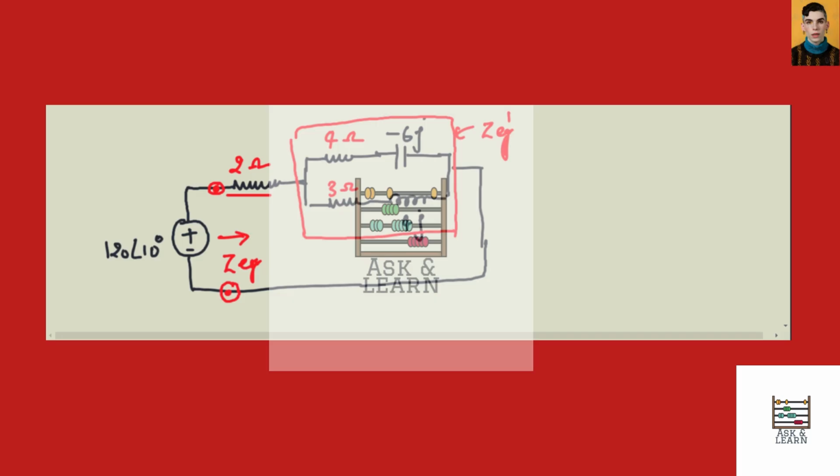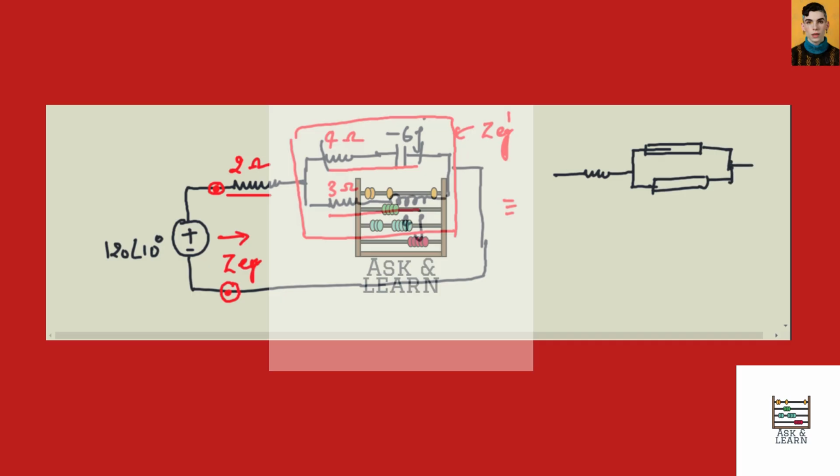As you can see, these two impedances are in series, and these two are also in series. So I can redraw the circuit like this. This is our 2 ohm, and this is the equivalent impedance of these two series elements, and similarly this is the impedance of these two series elements. First, I will find the equivalent impedance of these two series elements.